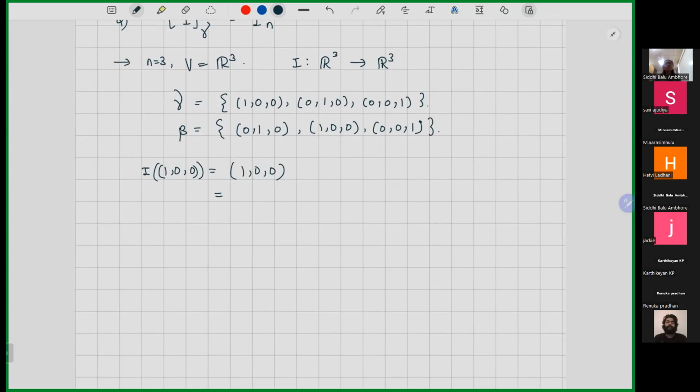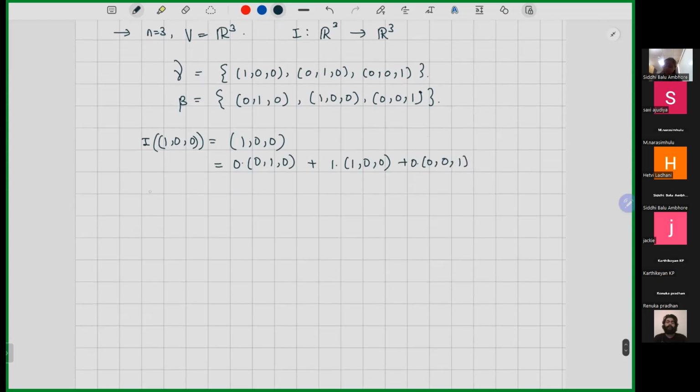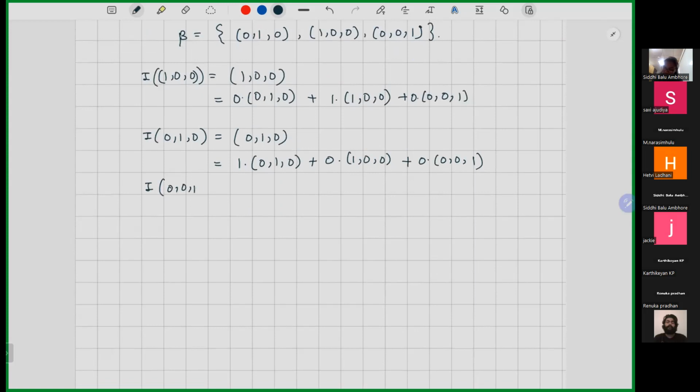If I want to write it in terms of beta, then it is 0 times (0,1,0) plus 1 times (1,0,0) plus 0 times (0,0,1). Similarly, for (0,1,0), it is now 1 times (0,1,0) plus 0 times (1,0,0) plus 0 times (0,0,1). And the third one, (0,0,1), is similar: 0 times (0,1,0) plus 0 times (1,0,0) plus 1 times (0,0,1).